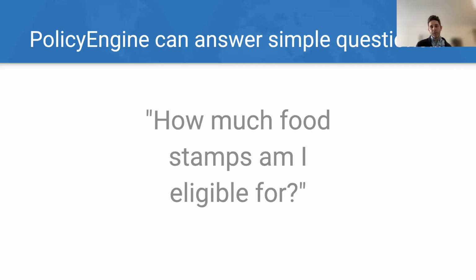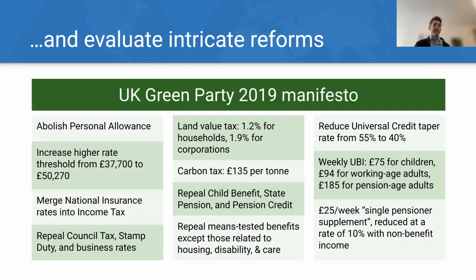So simple questions, from how much food stamps I'd be eligible for as an individual household, to intricate reforms. So we've worked with the UK Green Party to help analyze their policies for some of their events. And this is a very complicated policy reform that they released in 2019. Lots of different tax reforms in terms of adjusting existing levers through the income tax and national insurance, which is kind of like the payroll tax system, but also changing benefits, introducing a land value tax and a carbon tax, and a UBI, universal basic income.